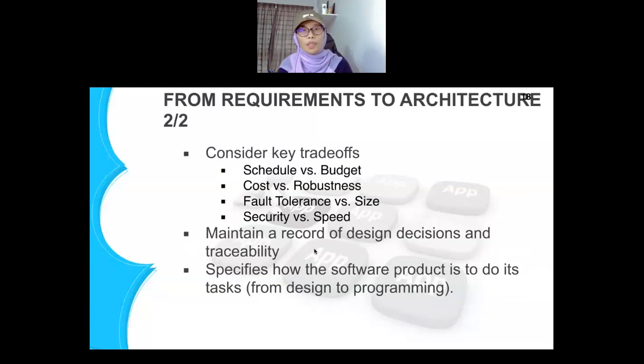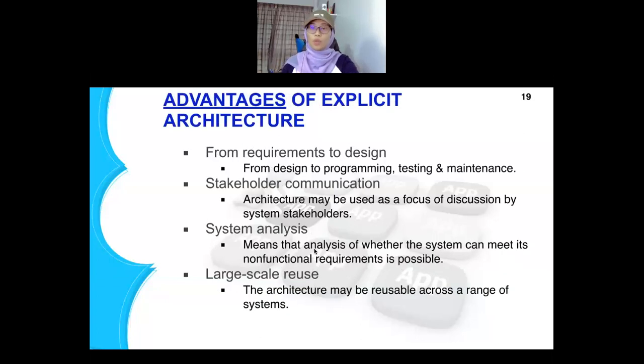In the transition from requirement to architecture, there are things you need to consider. Schedule versus budget, that's the plan of management tools that we need to use to make sure that our scope is in the schedule and under the budget. Cost versus robustness, fault tolerance versus size, security versus speed. All of this needs to be considered. Maintain a record of design decisions and traceability. All these just explain the transition from the requirement to architecture.